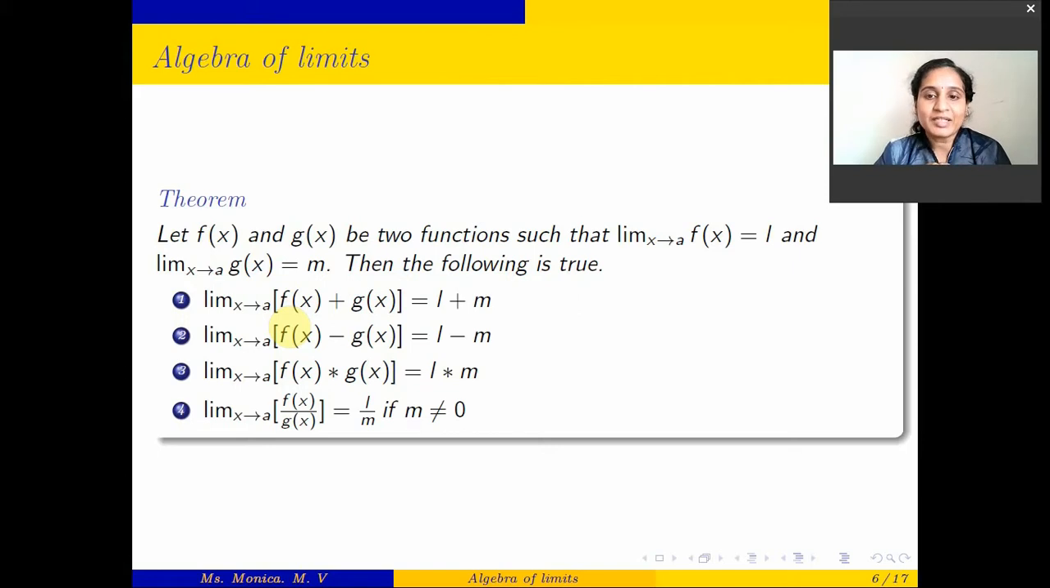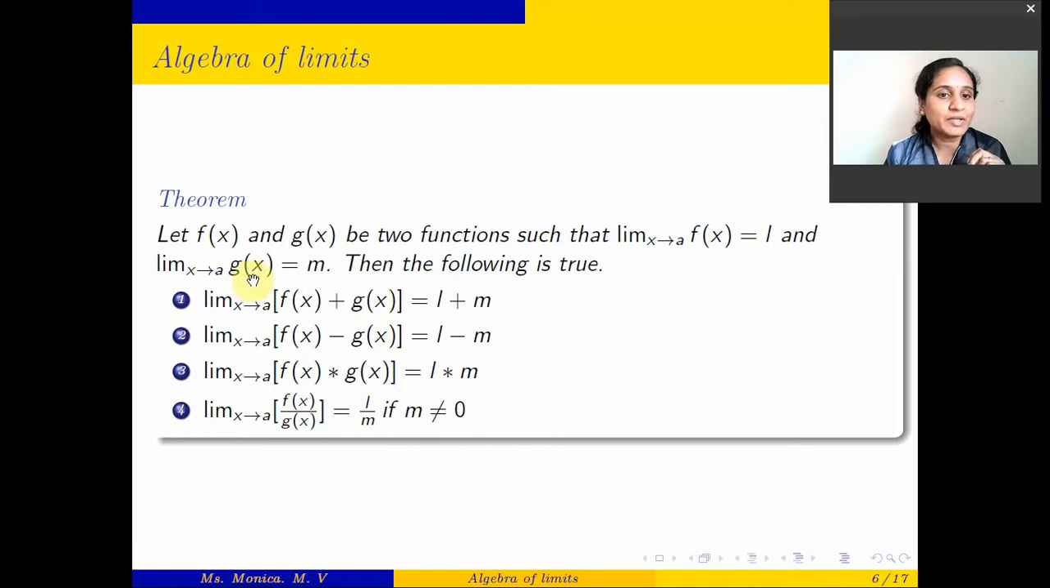We say that limit x tending to a, I will state the definition for this limit. We will say that limit x tending to a, f of x is equal to L if given epsilon greater than 0, however small, we can find a real number delta corresponding to that epsilon such that whenever the distance between this x and a is less than delta, the distance between f of x and L, modulus of f of x minus L will be less than epsilon.